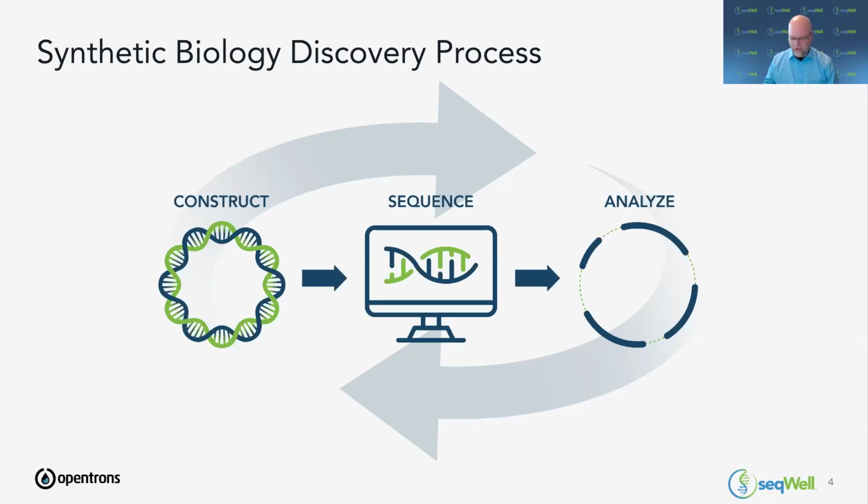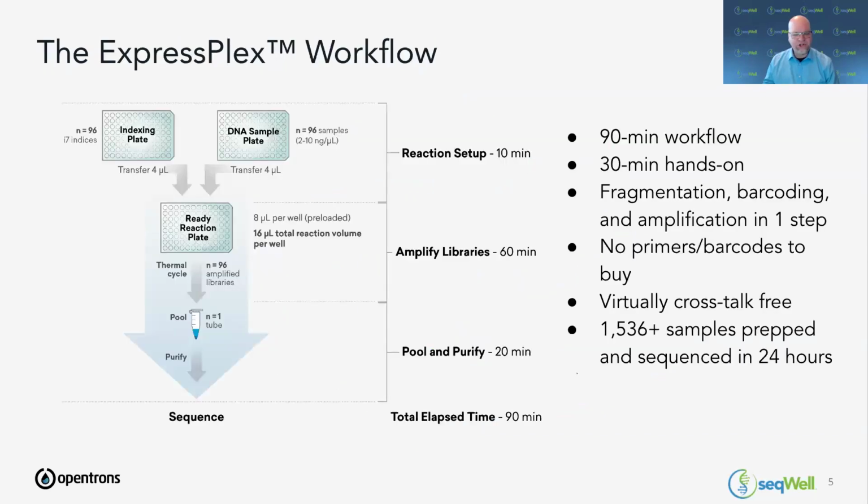And in needing to do that, you can need to do thousands of those constructs with every round that you're looking for. And with that in mind, we designed the ExpressPlex chemistry, which is a kit where we really thought about the high throughput needs of these types of customers. With ExpressPlex, we've designed a method by which, in 90 minutes start to finish, and with only about 30 minutes hands-on time if you're doing this manually, the fragmentation of the DNA, the barcoding of the DNA, and the amplification of your library happens all in one step.